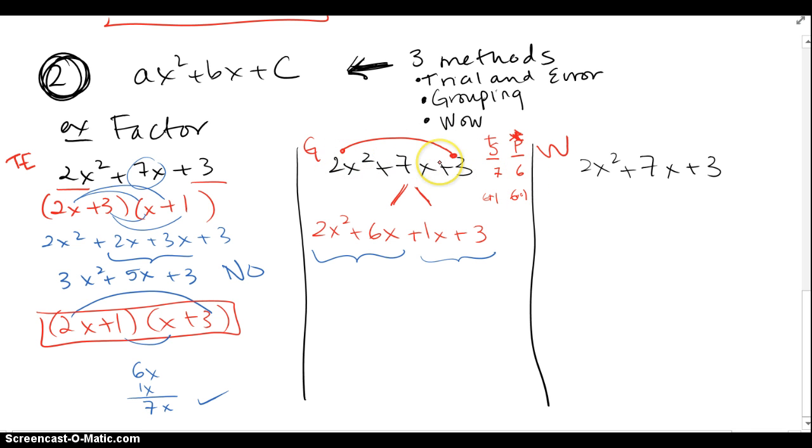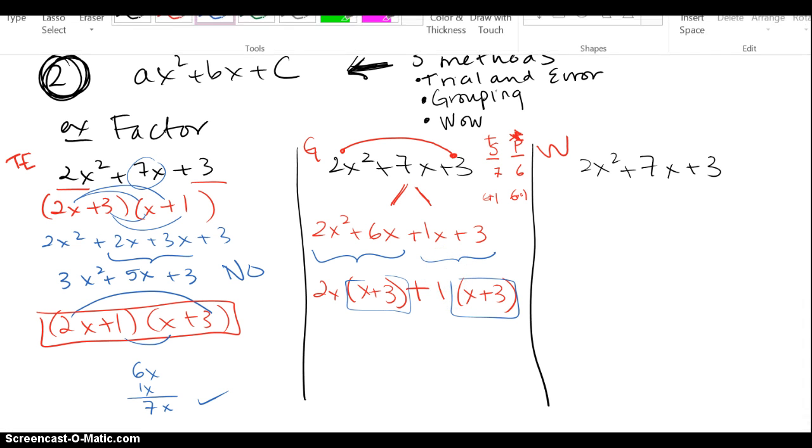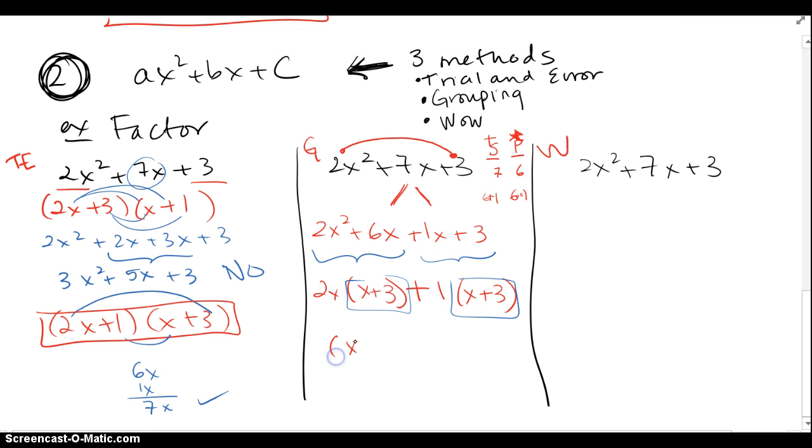So now GCF 2x, that leaves me with x plus 3, plus GCF just a 1, that leaves me with x plus 3. Now remember from before, they have the big binomial in common. So you're going to pull out this big binomial, put it out in the front. That's going to be x plus 3, and you're going to be left with these two guys, 2x plus 1, and lo and behold, we got the exact same thing we got doing this method, just the parentheses are in a different order, which is perfectly fine.